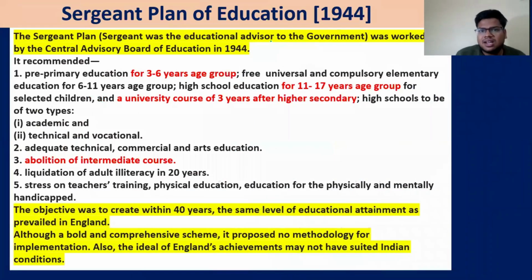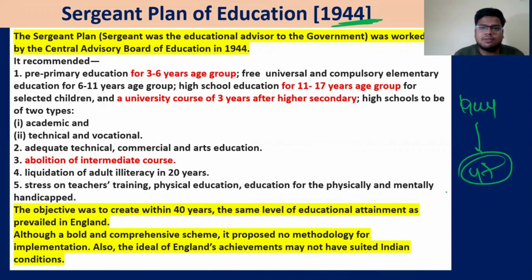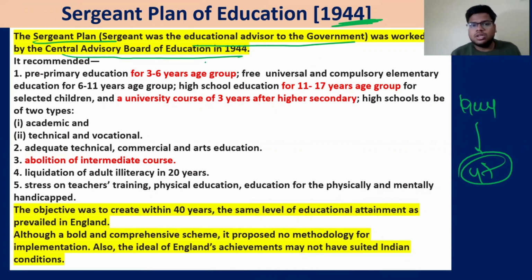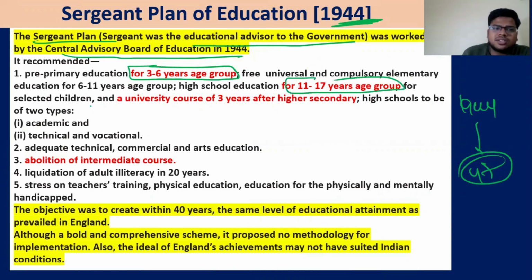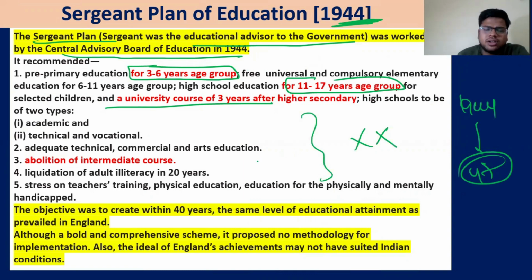The last one, that is the Sergeant Plan of Education, not very important. When it has come in 1944, obviously only the plan has come, nothing implemented, because in 1947 we will get independence. So Sergeant was the educational advisor to the government, who worked with the Central Advisory Board of Education. He recommended pre-primary education for the 3 to 6 year age group, then some education for selected children, then university course. You just read it out, nothing very important for it.